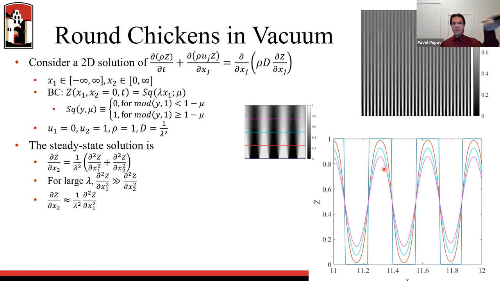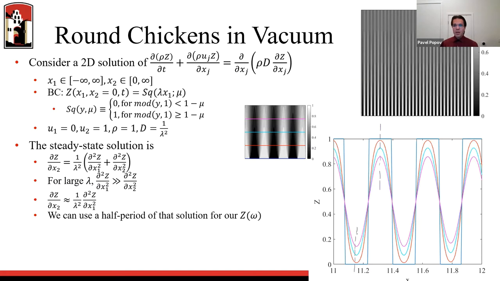So this solution, if we slice it for a constant height, will just look like a diffusing square pulse. Okay, if we wanted to use this solution to represent our probability density function, then we don't need to use the entire infinite domain for x1. We can just use a single half period. So we can just take our probability density function from the solution between this trough and this peak here.